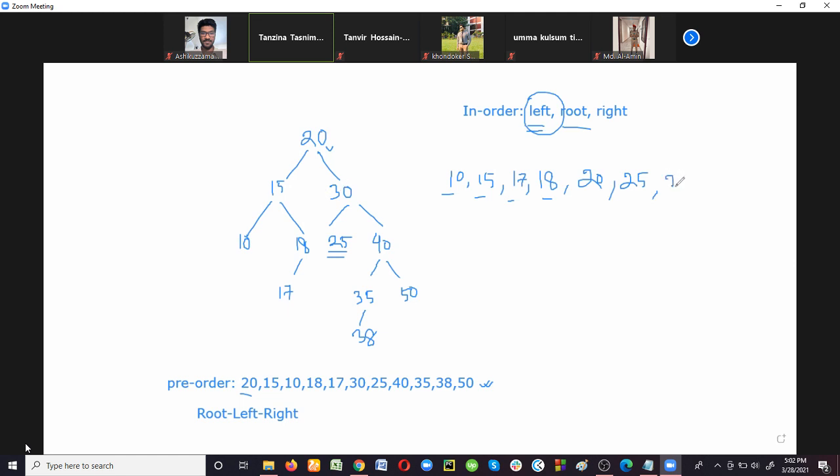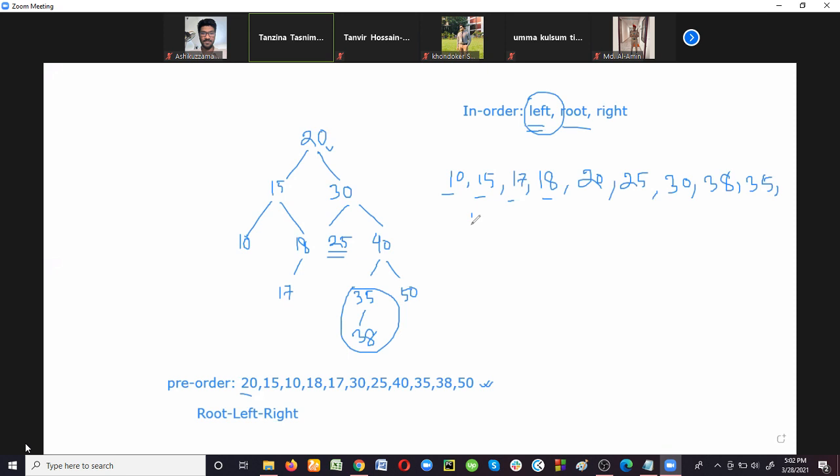Okay, so 30 is a root node, and then the right child of 30 is 40, but it's a parent node. Okay, so its left child is 35, which is also parent of the node 38. That's why at first we will take 38, that is the left child of 35. After taking left node, now the root node, that is 35. Then take the right child of 35, but 35 doesn't have a right child. So this was the left child of 40. After traversing this left subtree of 40, now we can take the root node 40. And then right child of 40 is 50, and it's a leaf node, so we can take it.